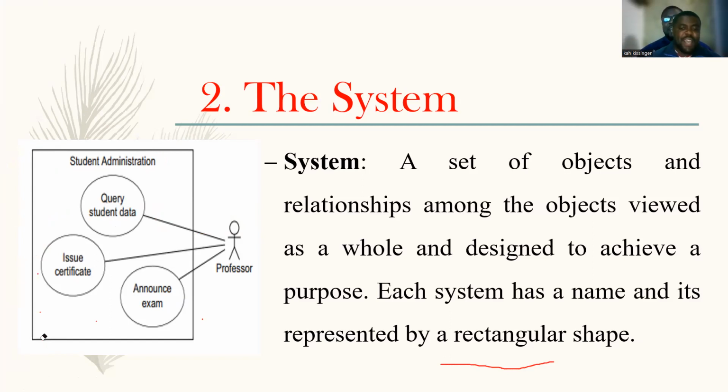Now, in most diagrams, in UML diagrams, as you can see, systems are mostly represented by rectangular shapes. By the rectangular shape, as you can see, let me annotate this diagram. By this rectangular shape, excuse me.